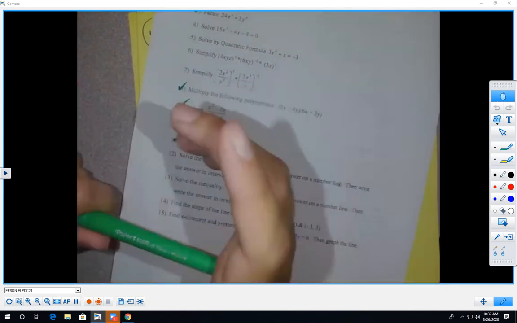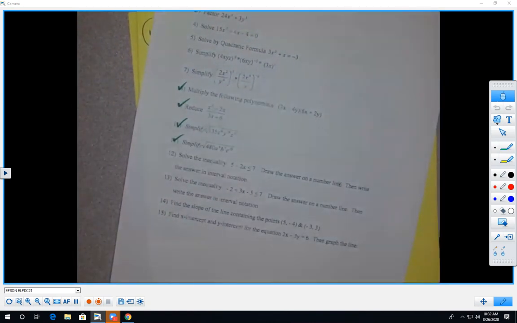Let's do quadratic formula next. That would be 4 and 5. Okay, so let me find that.